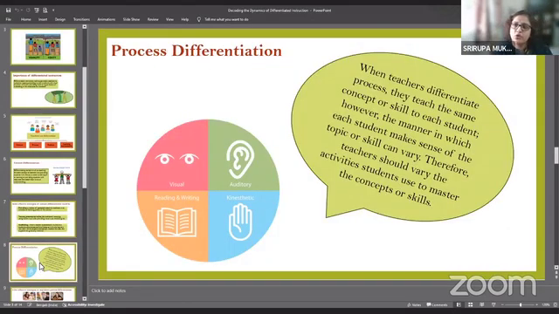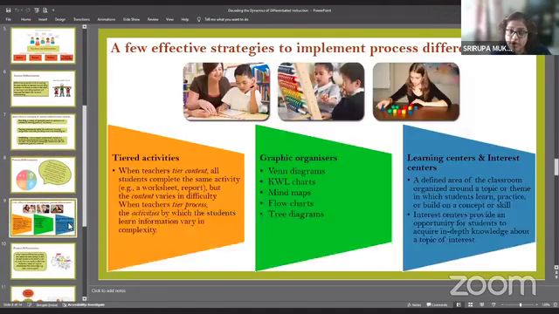The next thing that I'm going to talk about is process differentiation. Now, sometimes we often confuse content differentiation with process differentiation, but of course, there is a big difference between the two, because when we are talking about process differentiation, basically what we are trying to do is vary the different activities that our learners are using in order to learn the concepts that we are trying to teach. So some of the very effective strategies of process differentiation could be, firstly, adopting tiered activities.